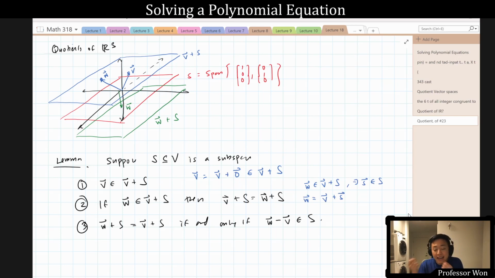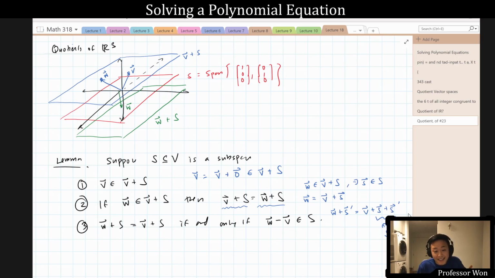But now if I add any other S prime, then W plus S prime is equal to V plus S prime, and this thing is in S again. Which means that anything that you can write as W plus S prime, you can write as V plus something in S, and vice versa. So the set of vectors that look like V plus something in S is exactly the same set of vectors as W plus something in S.